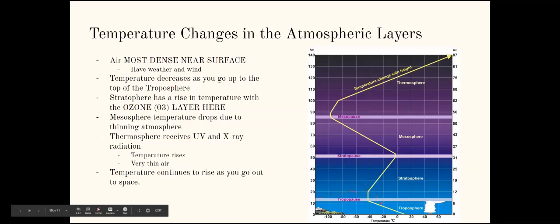As you can see in this graph, the temperature goes down as you go up the troposphere. When you get into the stratosphere, it actually goes up. And that is because in this area, you have what's known as the ozone layer. Since the ozone layer is here absorbing radiation from the sun, there's a big temperature increase over here. When you get into the mesosphere, the temperature drops again because the atmosphere is very thin. And inside the thermosphere, because it's getting closer to space, it's receiving a lot of the UV and X-ray radiation. So temperature rises. And again, the air is very thin because we're getting closer into outer space. And the temperature is going to continue to rise as you go out.